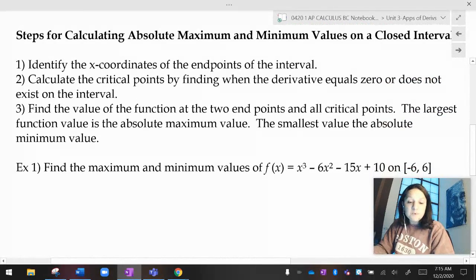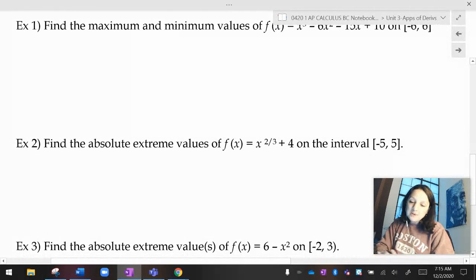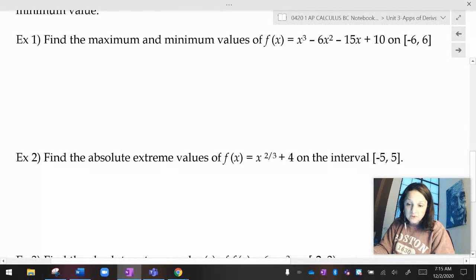All right, so steps for calculating absolute max and min values. I'm not going to read the steps. I'm just going to do the steps. These are here for you to reference back before. All right. Find the maximum and minimum values of this. So here are the things that you need to consider, which is why I wrote the steps before. If I want the absolute max and minimum values, I need to consider endpoints and critical points.